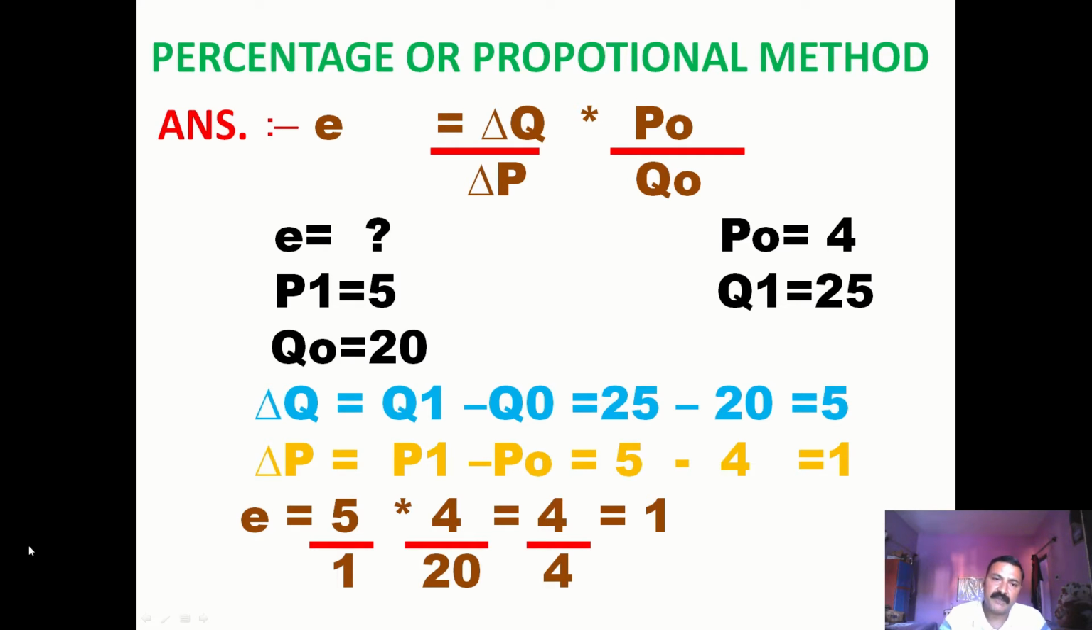Now we put all of these values in the formula. Delta Q we found is 5, so we write 5, and delta P we found is 1, so we write 1, and multiply by P0. P0 is 4 and Q0 is 20. When we divide 5 by 20, it gives 1 by 4, and 1 into 4 is 4, and 4 divided by 4 gives 1. The elasticity is 1. It is a unitary elasticity of supply.